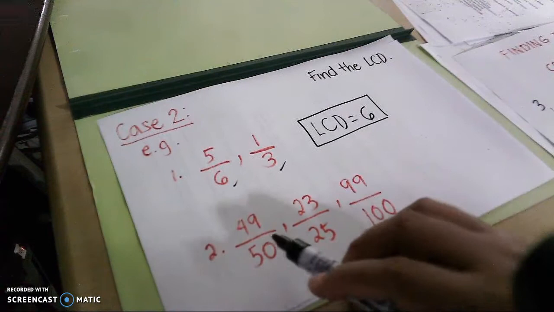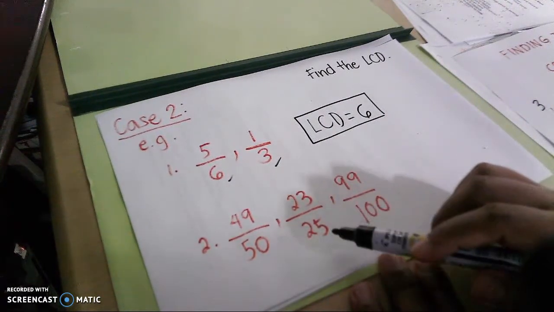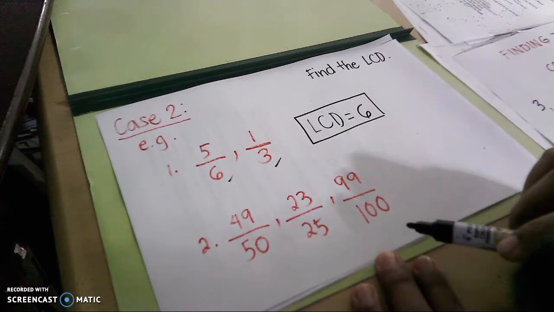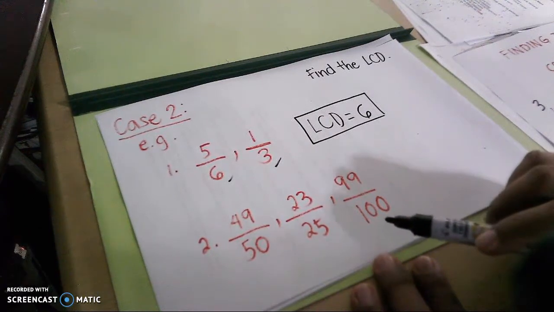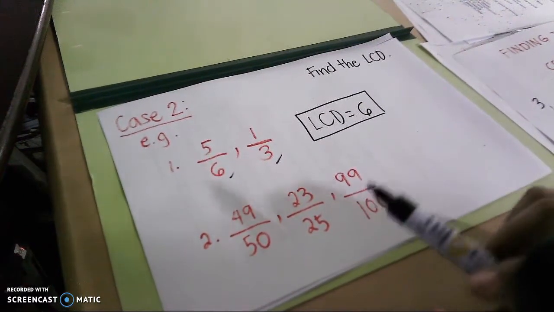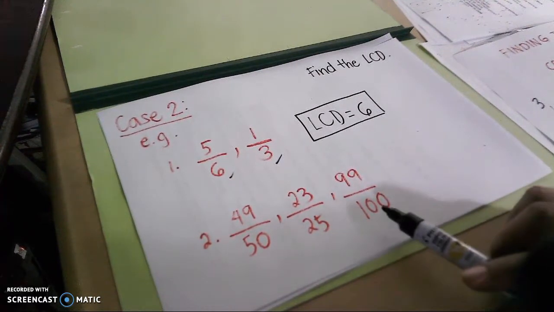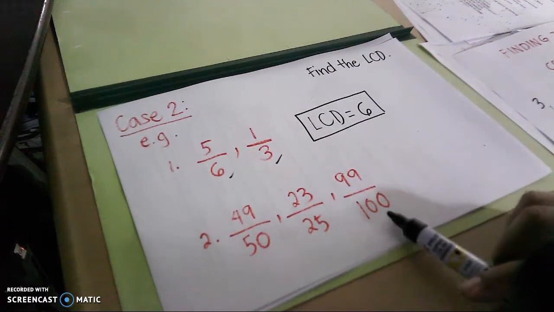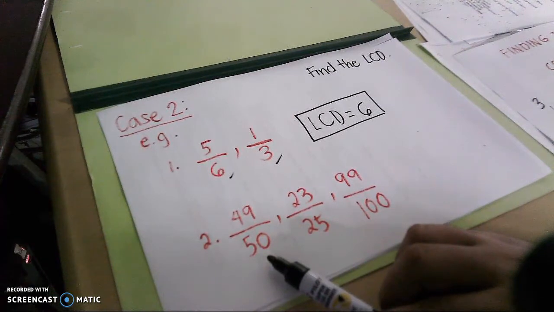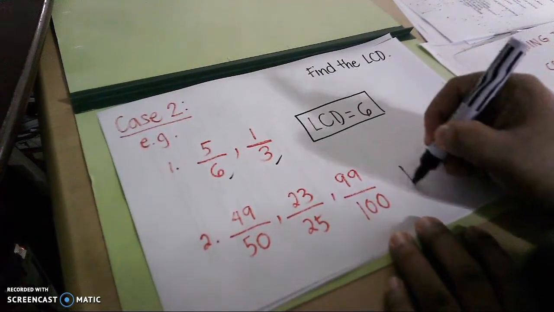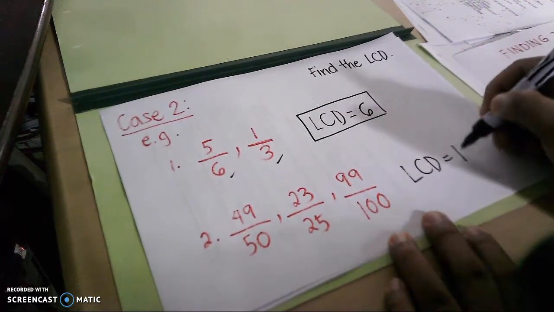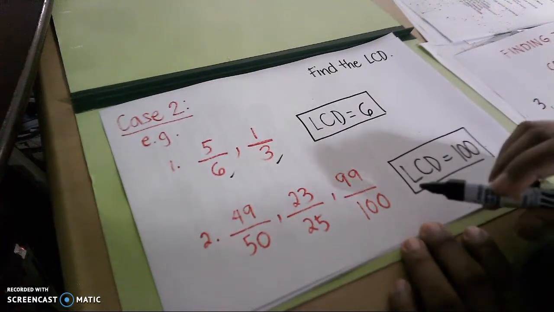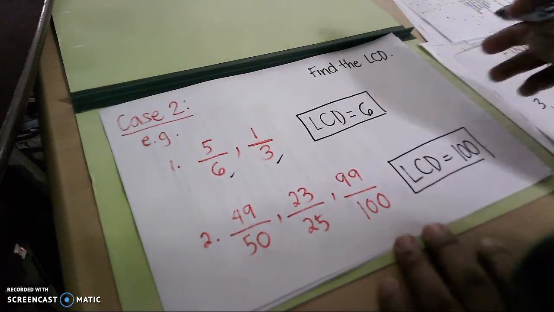For the second example, we have 49/50, 23/25, and 99/100. Let us see if a denominator is a multiple of the other denominators. Let's look at the highest here and the lowest. The lowest is 25 and the highest is 100. Is 100 a multiple of 25? Yes. Is 100 a multiple of 50? Yes, again. Therefore, the LCD is just equal to 100. Again, this will only work if a number is a multiple of the other denominators.